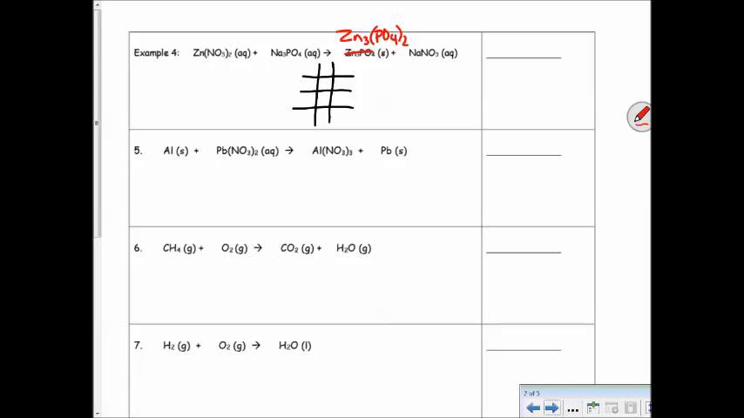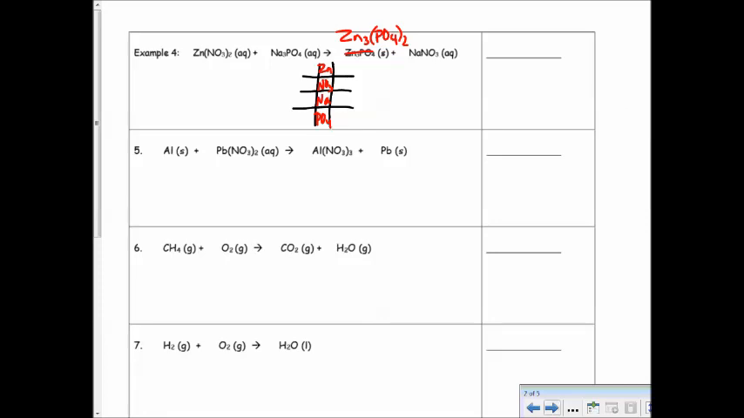So now looking at our groups, we have Zn, we have NO3 nitrate, we have Na, and we have PO4. So we have zinc, we have nitrate, we have sodium, and PO4. If you look on the reactant side, you have nitrate in the zinc compound, but on the product side, you have it as nitrate with the sodium. So they're on both sides. We get to keep them together as a group. We don't have to separate them.